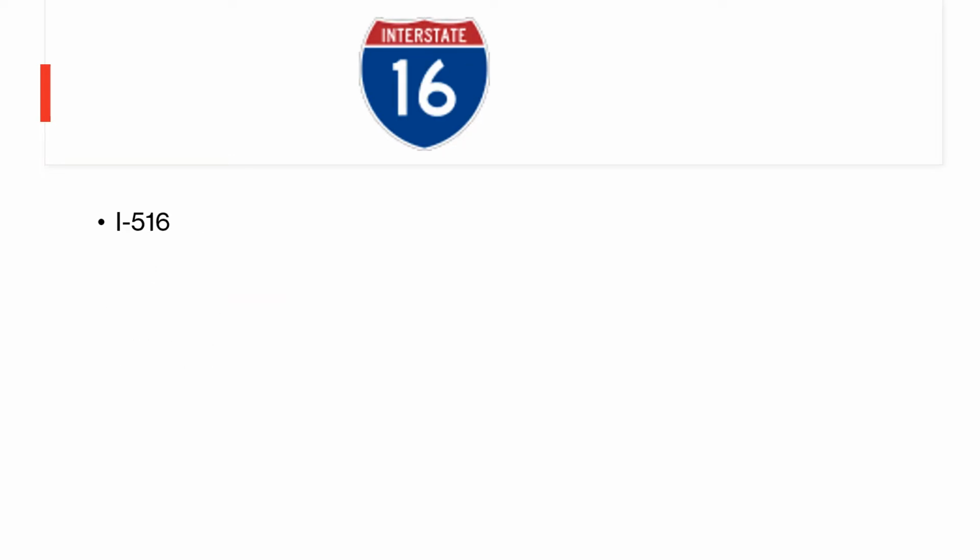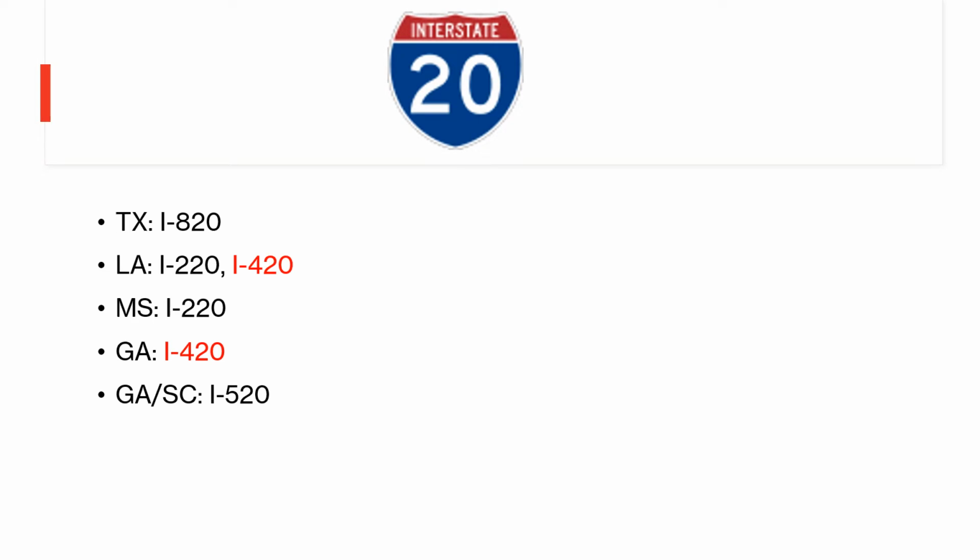I-16, it only has one, and that's 516 in Savannah. I-20, in Texas you have 820, Louisiana you have 220 and 420, Mississippi you have 220, Georgia you have 420, Georgia and South Carolina you have 520. Okay, I do have some facts here. Louisiana 420 was canceled. Georgia 420 was canceled.